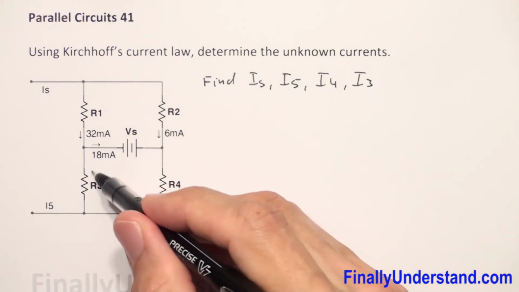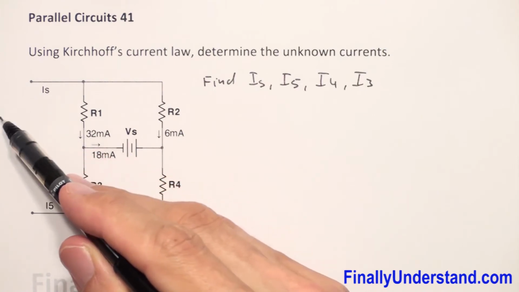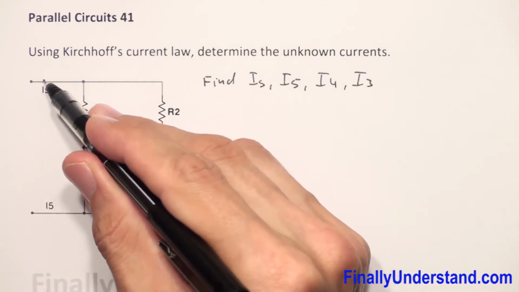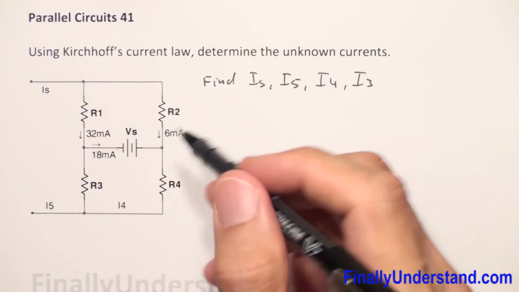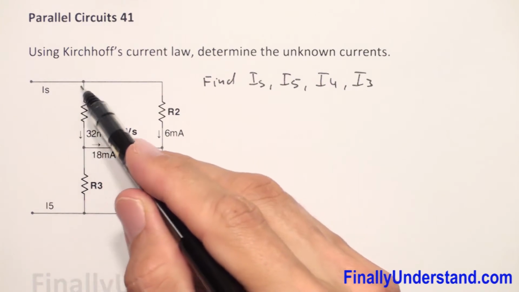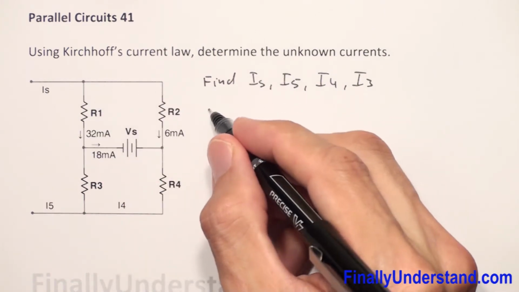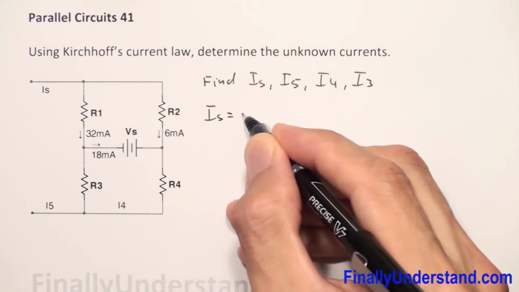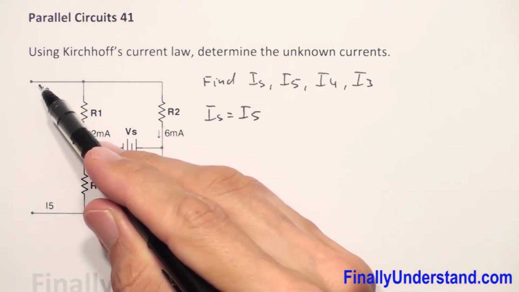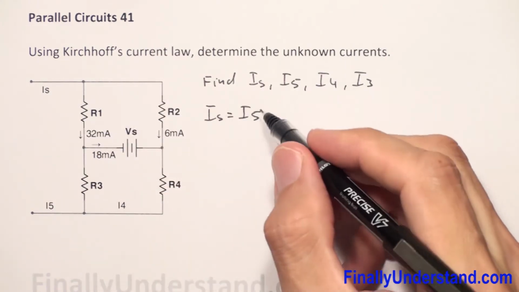Okay, current which goes through resistor R3. So we assume that this circuit is connected to some kind of source, and the current is going through the circuit. So IS is the current which will split into these two currents. So we can say that IS is equal to I5, because this is the input to the circuit, and this is looking like the output to the circuit.